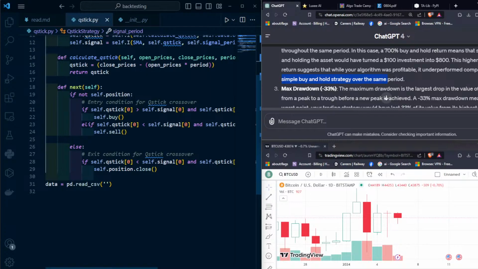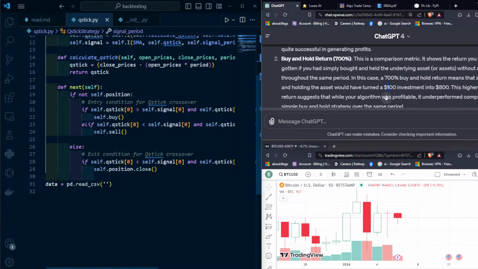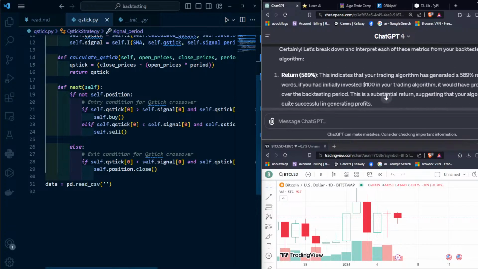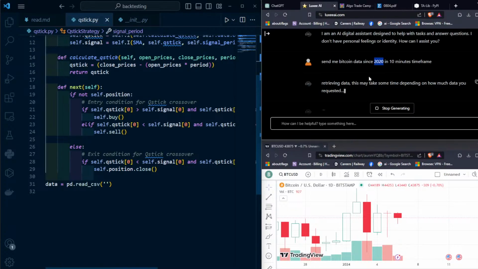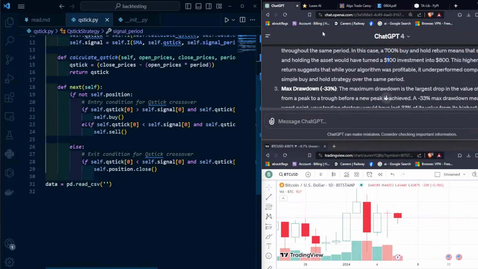So as I said, these are preferences. Maybe you would seek to get some information about the trading algorithm. Maybe for you, you will find other things interesting. Maybe you want buy and hold to be higher. Maybe you want the return to be higher. Maybe you want the win rate to be above 70%.